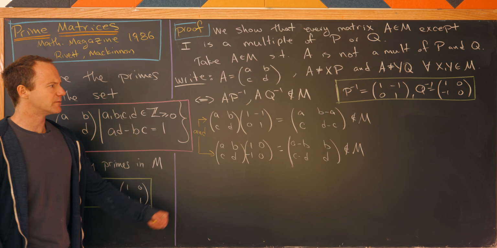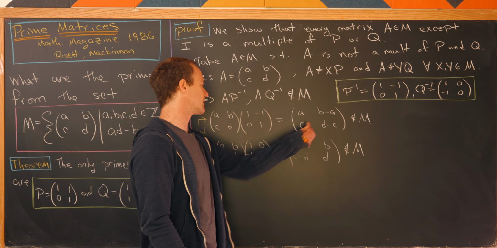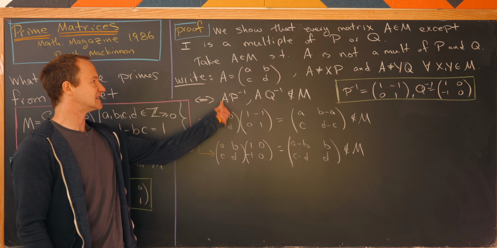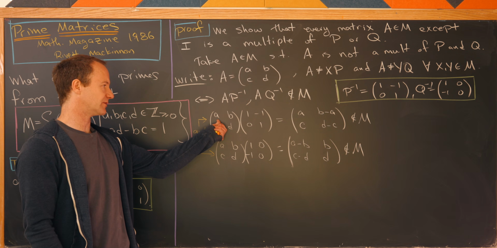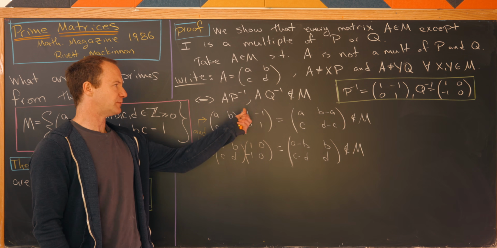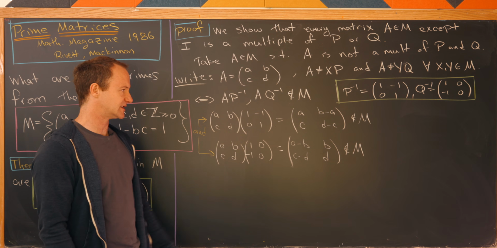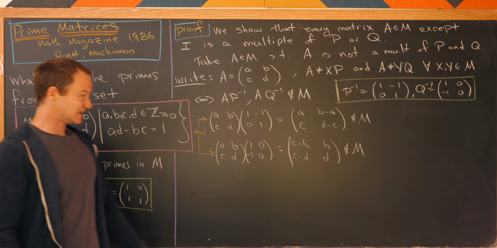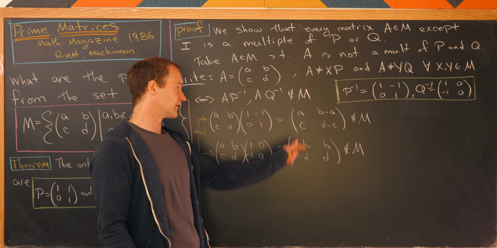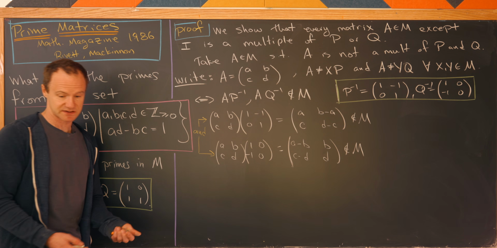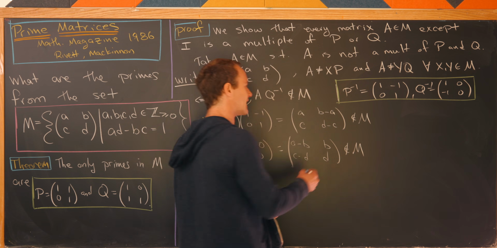But notice that both of these matrices over here by construction have determinant 1. That's because since A is in M, it has determinant 1. But P and P inverse both also have determinant 1, so their product has determinant 1. So that means the only thing that can go wrong for these being inside of M is if they have negative entries. Okay, so let's point that out.